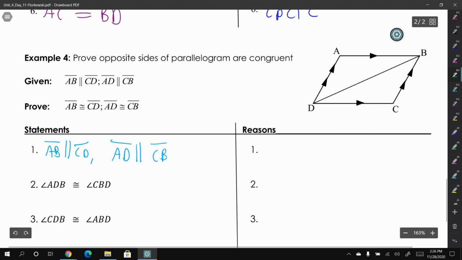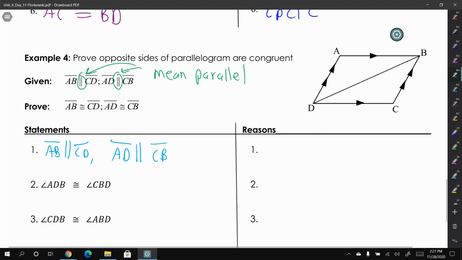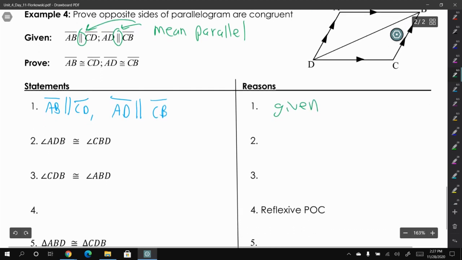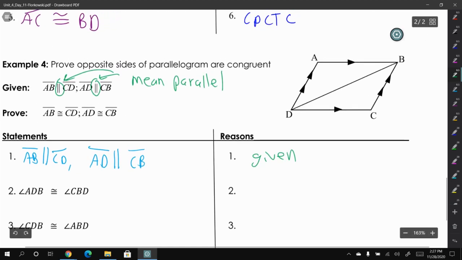Remember, the two lines here means parallel. Instead of writing the word parallel every single time, we can just use that symbol. And that's given. So statement 2 and 3 are talking about angles. So what I'm going to do is I'm going to extend some parallel lines and see what angles are congruent to each other when I do that.